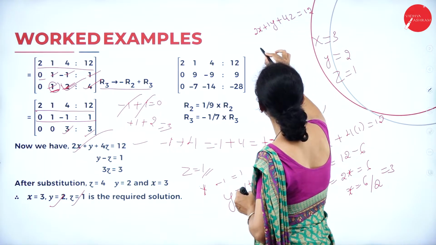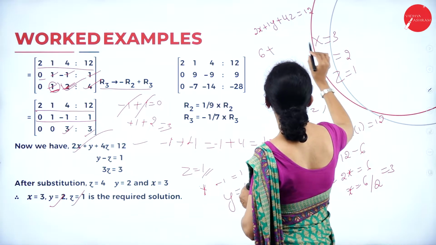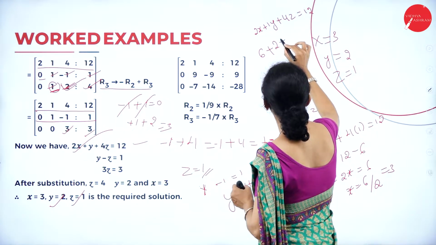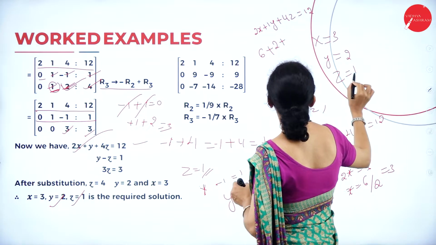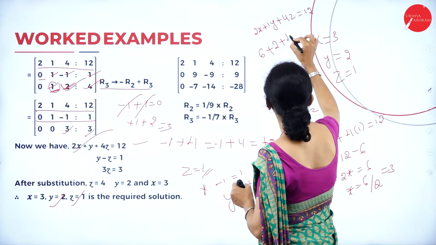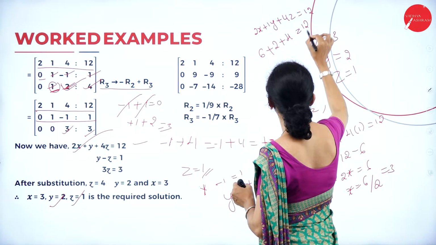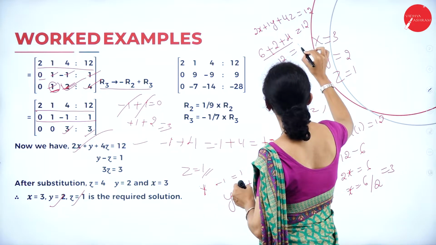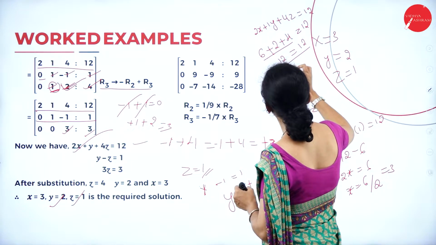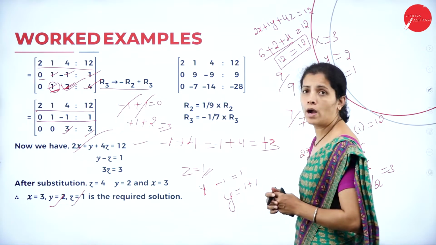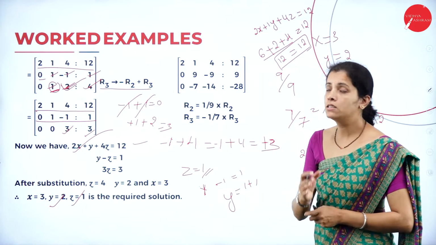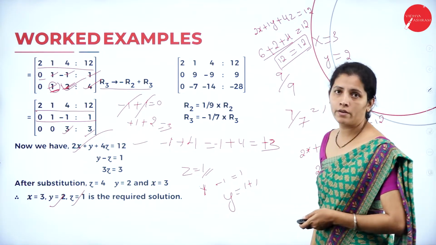Here 2 into x is how much? 3. 2 into 3, 6, plus y is 2, 2 into 1, 2, plus 4 into z. What is that? 1. So it is 4 equal to 12. If I add this, I'll get 12 which is equal to 12. So whatever the x, y and z values I got, that is correct. This is the way I can cross verify.